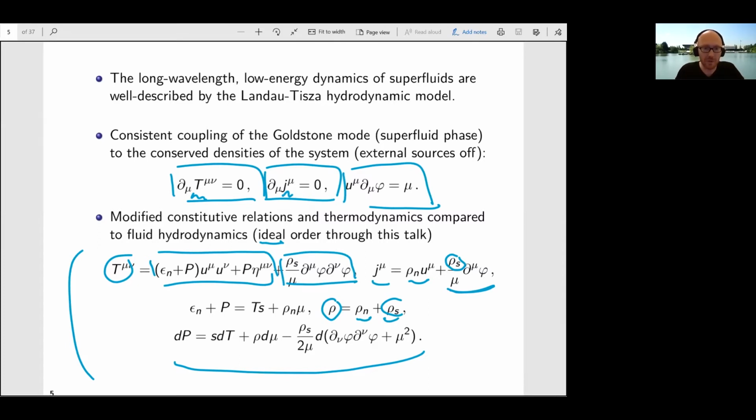So there we go. So the Goldstone appears in the constitutive relations and in the thermodynamics. And the important part is that you can think of this superfluid hydrodynamic description as the superposition of two types of flows. A normal flow, which is captured by this coefficient rho n, the normal charge density, and a superfluid flow, which is captured by the superfluid density.